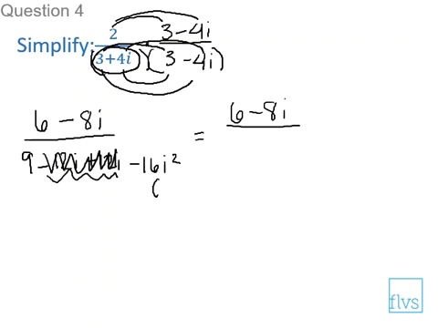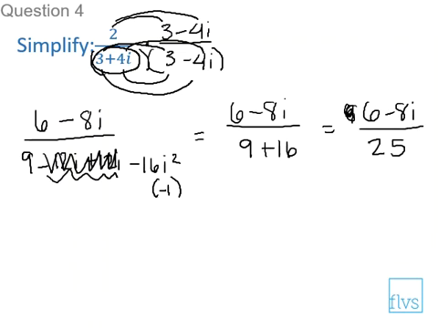And then remember, i squared is the same thing as negative 1. So we'd have 9 plus 16. Nine plus 16 is 25. And we are not able to reduce anything. So that is our most simplified answer.